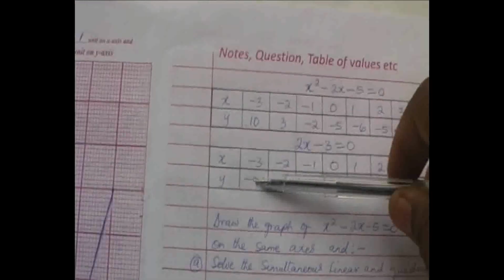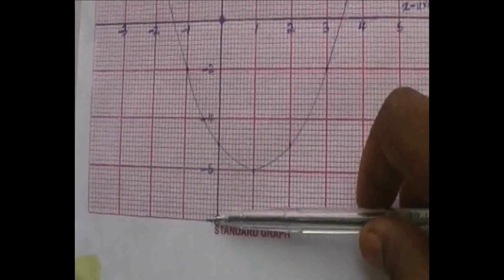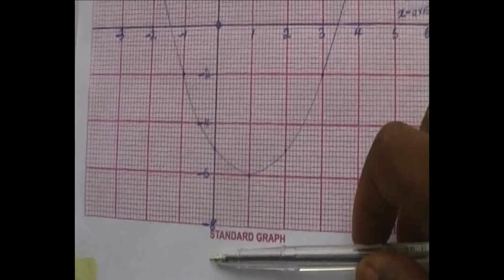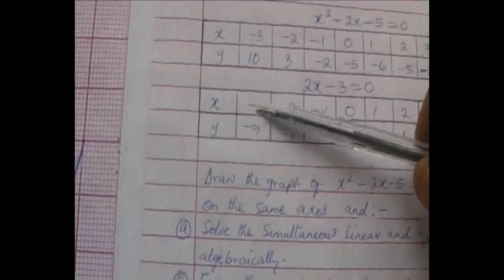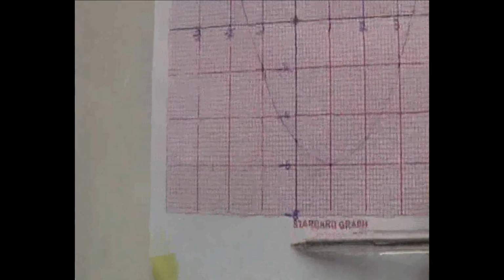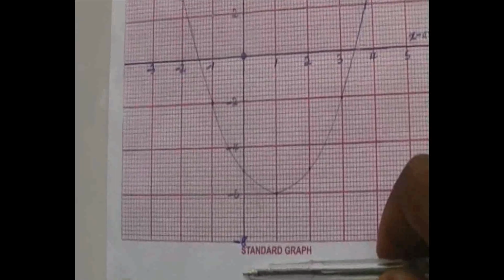You will find out that the graph paper did not contain where y is minus 9. It stopped at minus 8. And here we have that y is minus 9 when x is minus 3. So if you want to plot minus 3 against minus 9, you cannot get minus 9. Why did I say I intentionally did it?